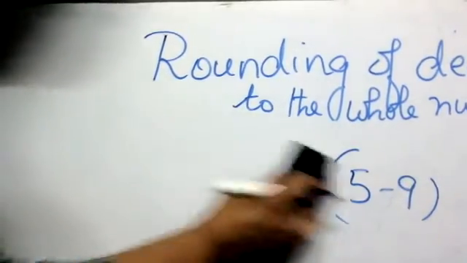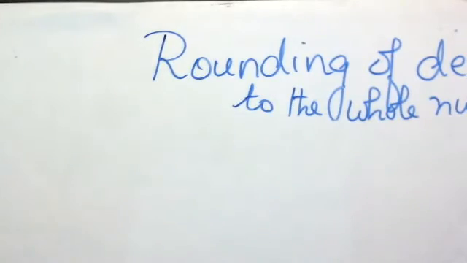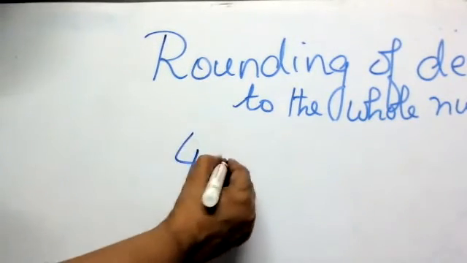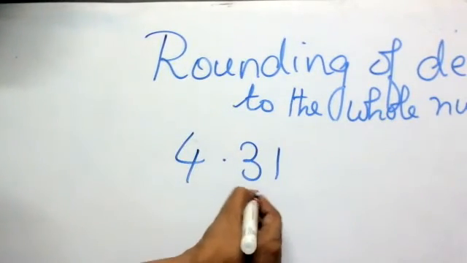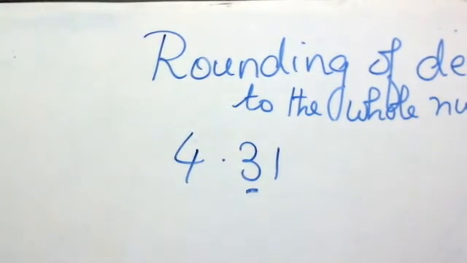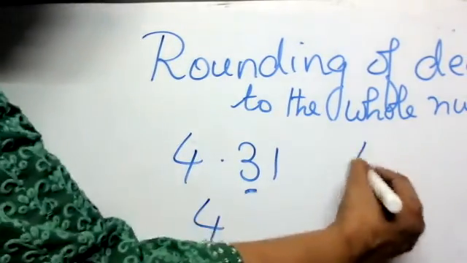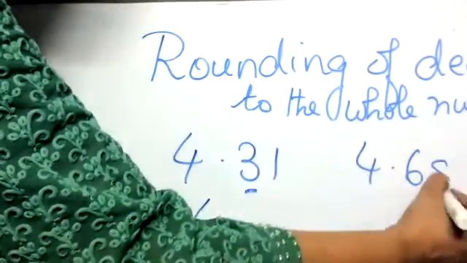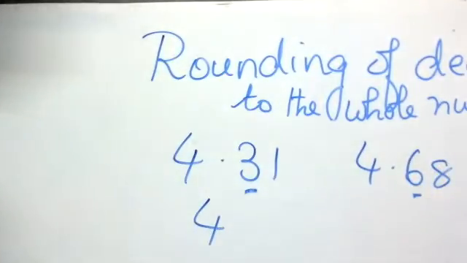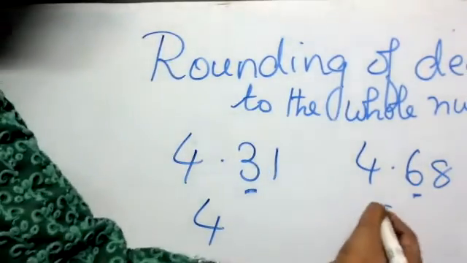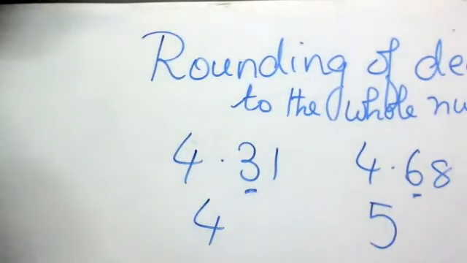Okay. Let's see one more example. 4.86. So here check the tens place. So it will remain the same. 4.68. Check the tens place. Okay, it will remain as 5.